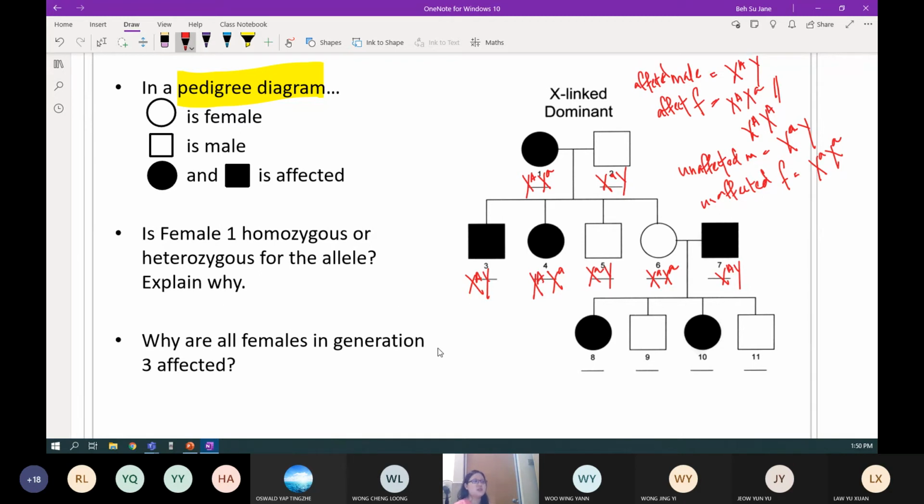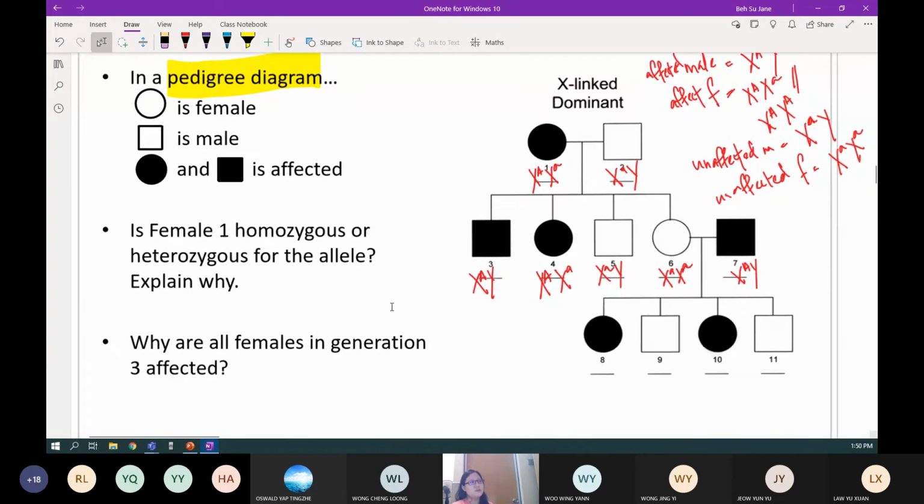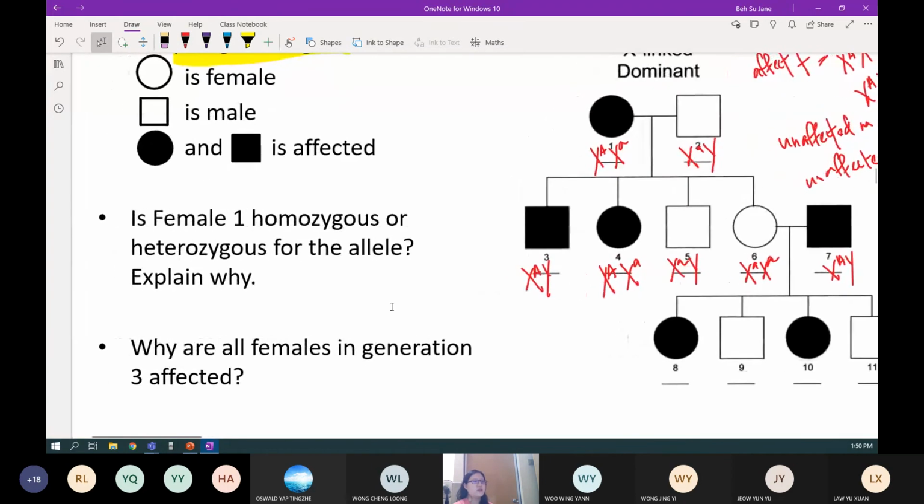Now, how do we answer this question again? Let's write it in words so that it is clearer for everyone. Is female 1, which is this one, homozygous or heterozygous for the allele? The answer is heterozygous. Why? I think it's easiest to use this one here, female 6. Female 6 is homozygous recessive.